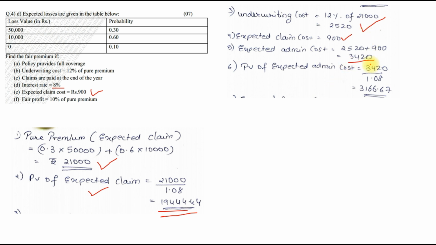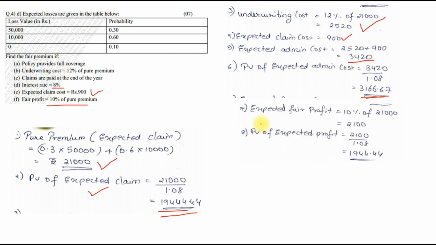Now we need to find the PV. So 3420 divided by 1.08, we get the PV value. Next, they are giving you the fair profit as 10%. So 10% of 21,000 is 2,100. Divide that by 1.08, and we get the PV of expected profit, which comes to 1944.44. Last, the fair premium, which is nothing but the addition of the three PV values.